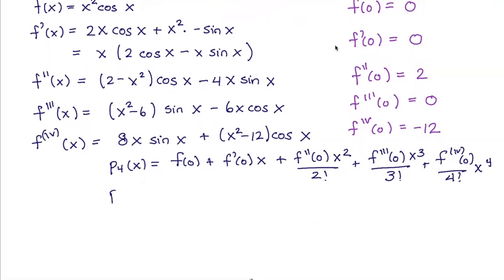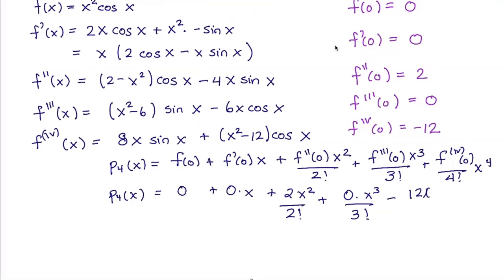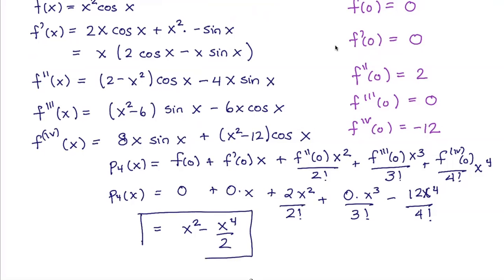In doing so, I get that P4 is going to be 0 plus 0 times x plus 2x squared all over 2 factorial plus 0 times x cubed all over 3 factorial minus 12 over 12x to the fourth all over 4 factorial. And simplifying, I will end up with x squared minus x to the fourth all over 2.